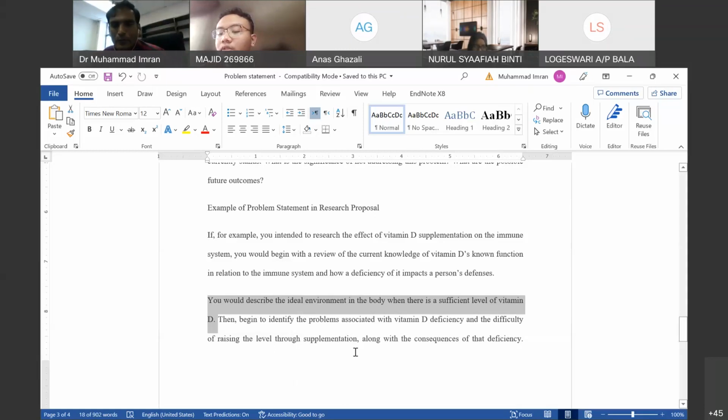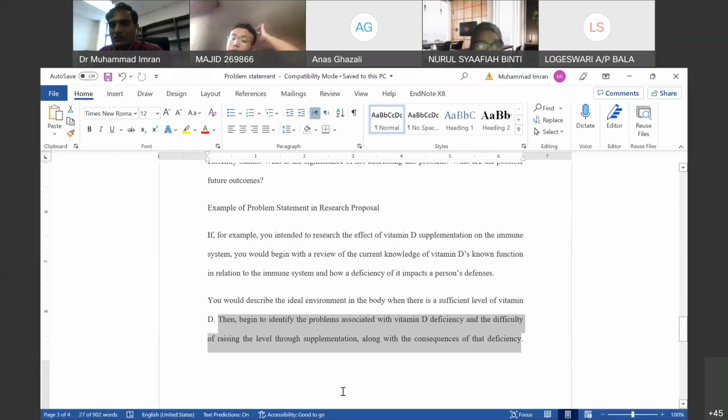Then begin to identify the problem associated with vitamin D deficiency and the difficulty of raising the level through supplementation, along with the consequences. See again, suppose our student cannot afford it, cannot buy it, what will happen? Obviously, they will miss the lecture. They will have consequences in respect of low grades, right? Maybe they will have a short attendance record, and the examination department will not allow them to appear in the exam. Some of the examples I'm giving you are from your research area, by the way. Understand?